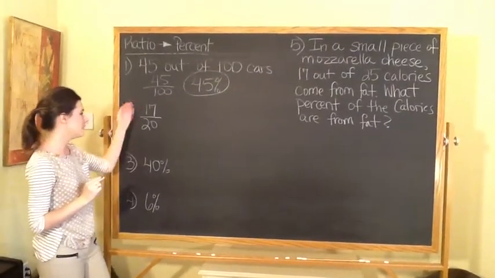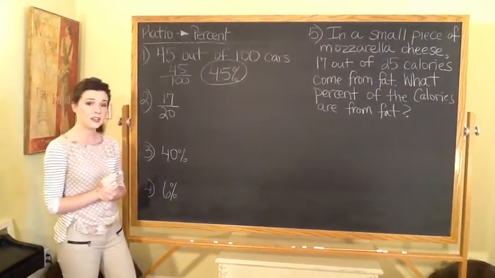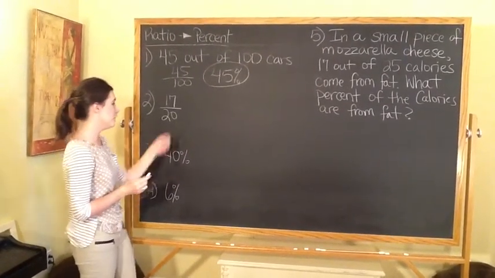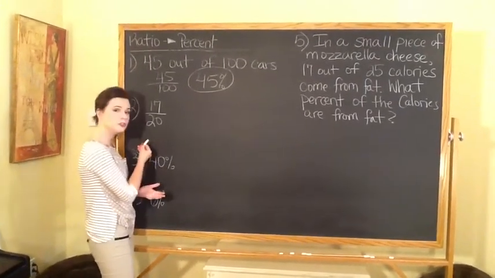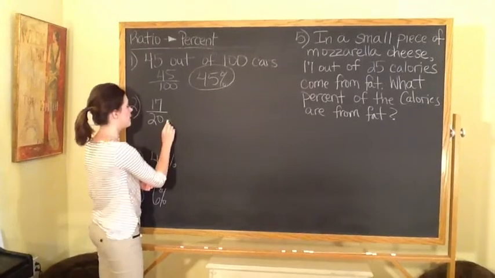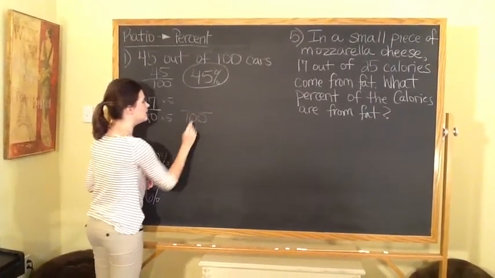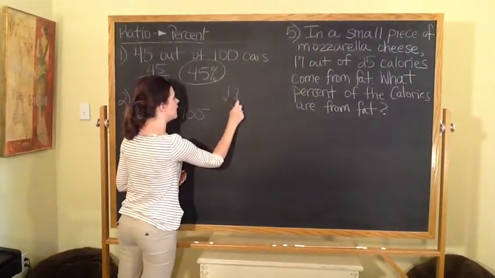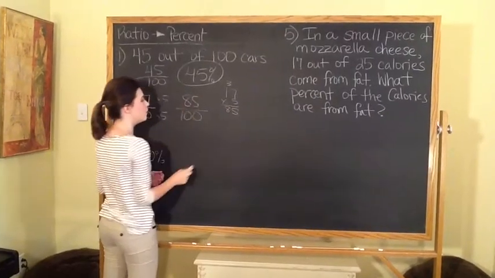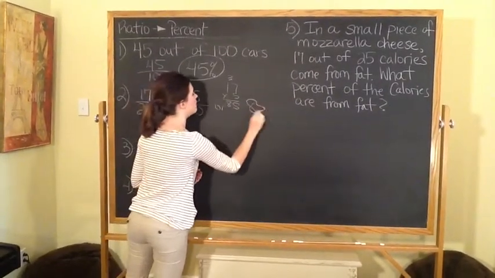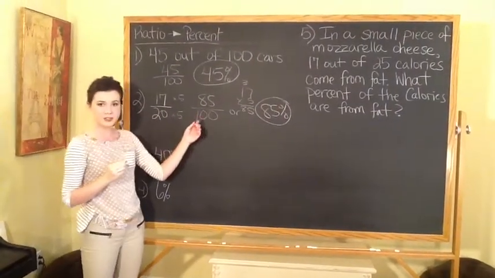Example number 2, we have 17/20. We can do this several ways. The first way we can do this is by trying to make the denominator equal to 100. So if I was going to do that, what would I multiply 20 by to get 100? I would have to multiply by 5. So I could multiply and get 100 in the denominator, and multiply 17 by 5 and get 85. So we could have 85/100 or 85%. So this is the first way you can solve it, by getting the denominator equal to 100.